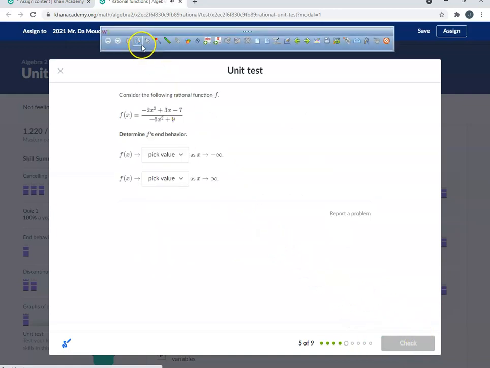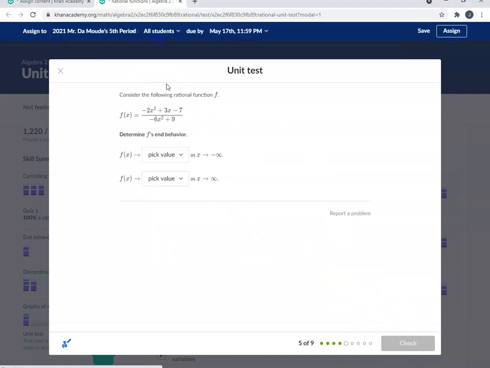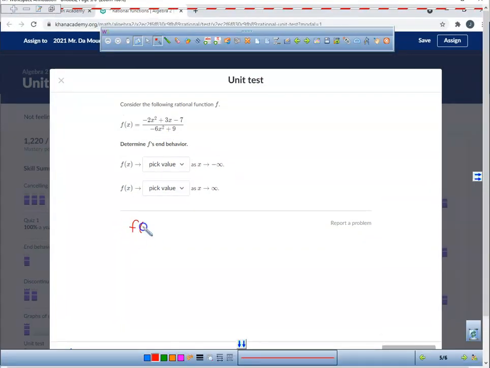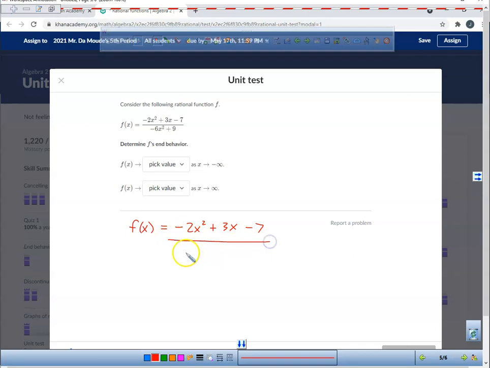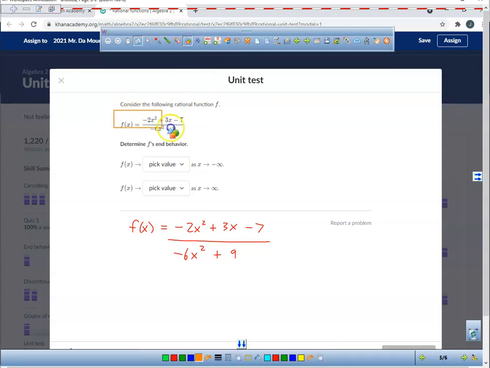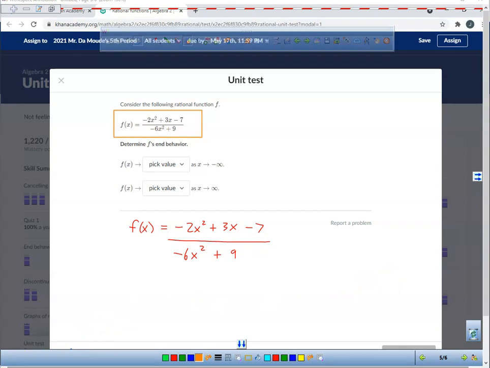Okay, here we go. I'm going to write it right here. F of x equals negative 2x squared plus 3x minus 7 all over negative 6x squared plus 9. So go ahead and just carefully write this down, and we'll talk about the end behavior. This is going to be really, really easy. Okay, super easy. Pausing it. Make sure you write that down.